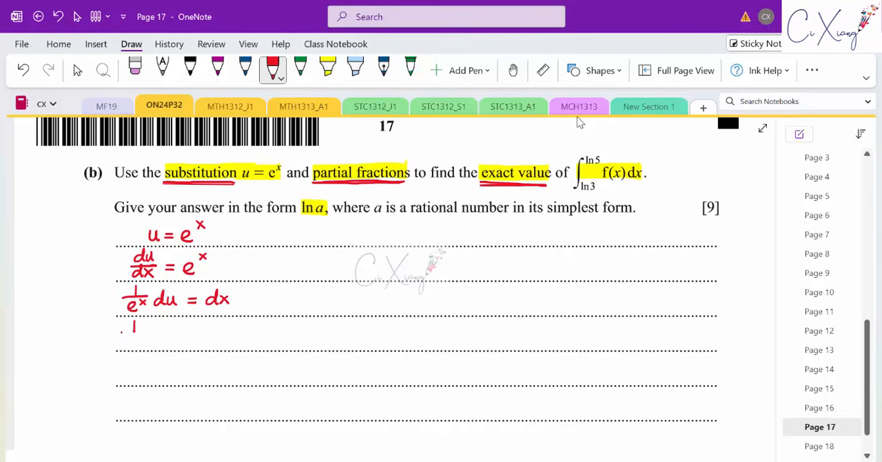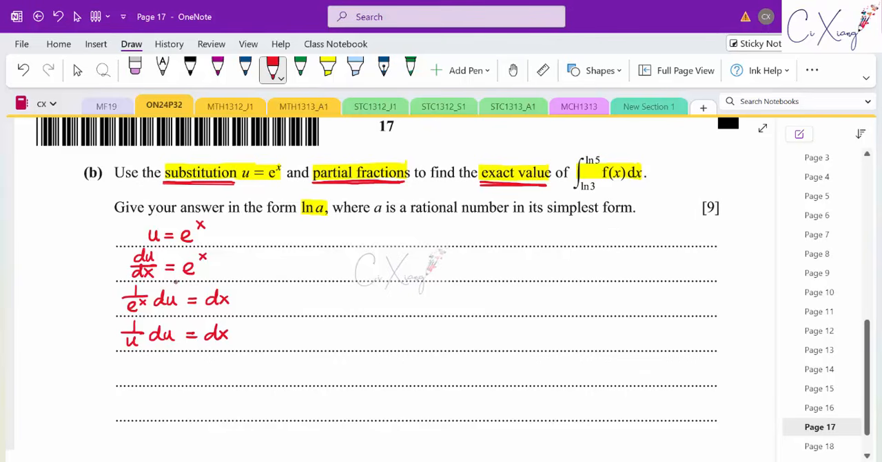Okay, so it can also be written as 1 over u du equals dx. Because here it is very clear that u is e power x, right? So I can substitute e power x by using the u. So my dx is equal to 1 over u du. Why do I need to rephrase it in this way? Because later I want to substitute this equation into my part of the solution.